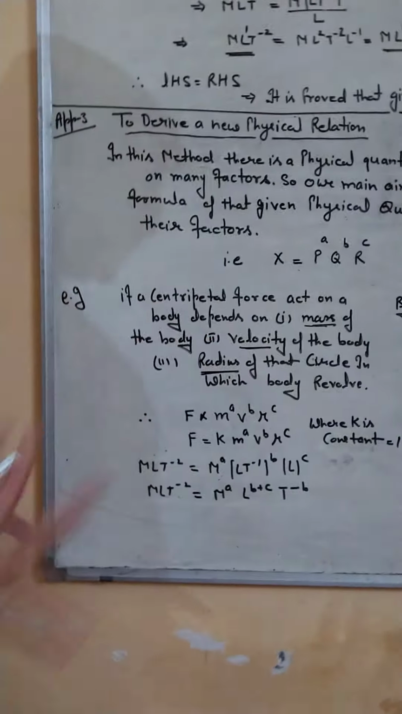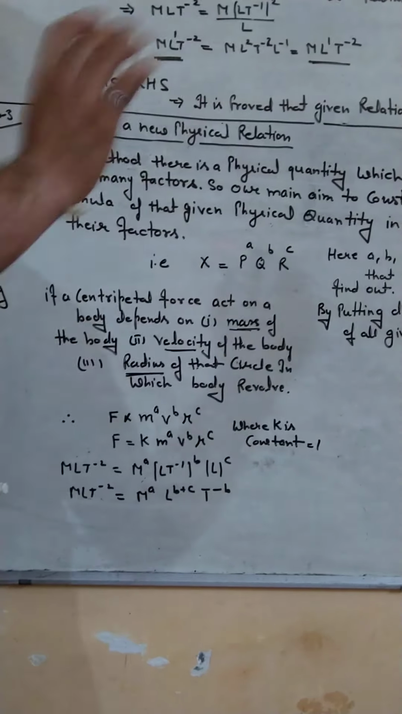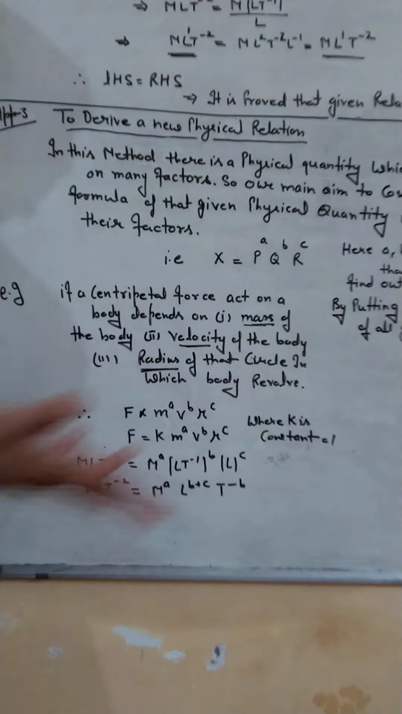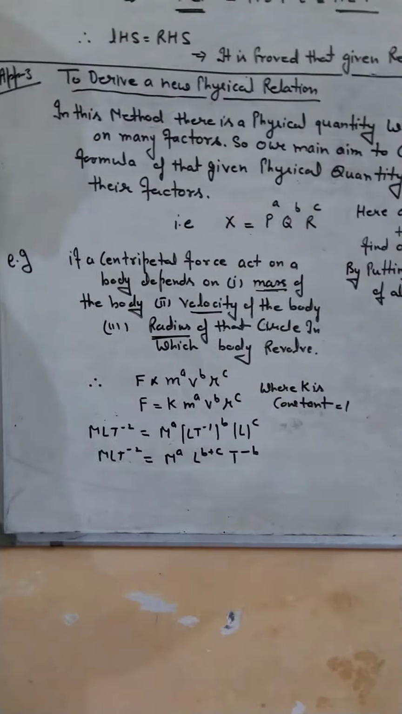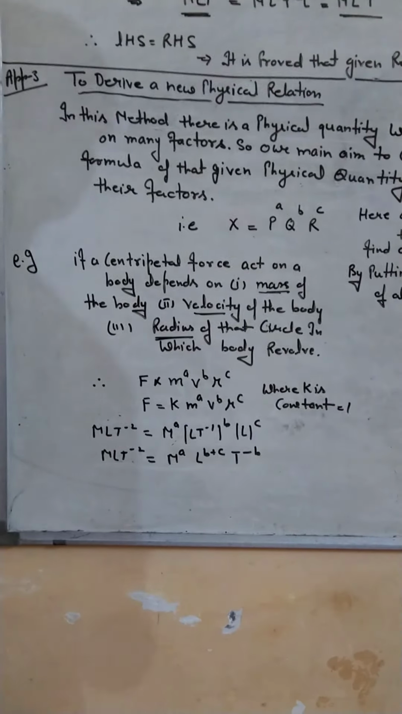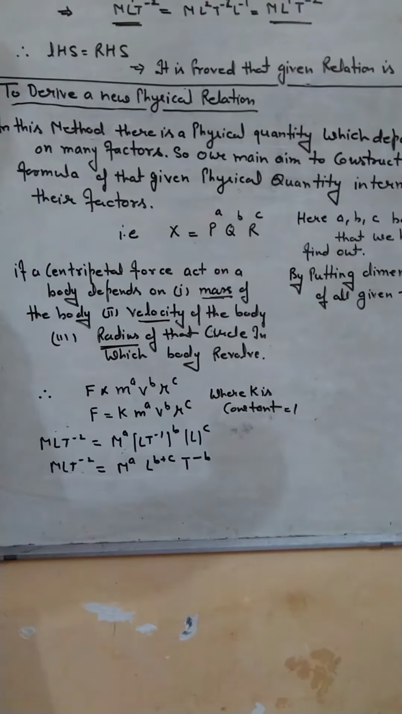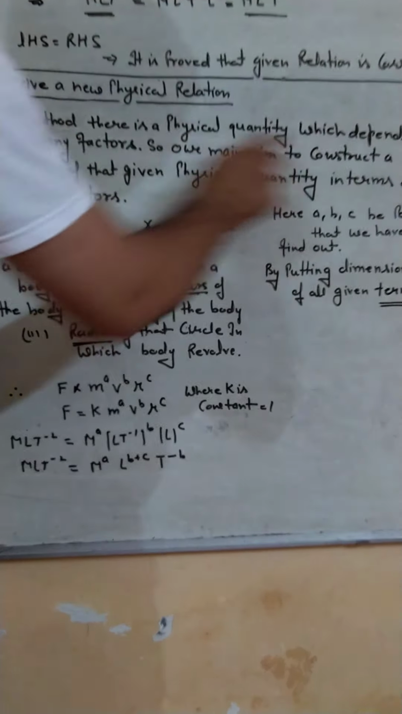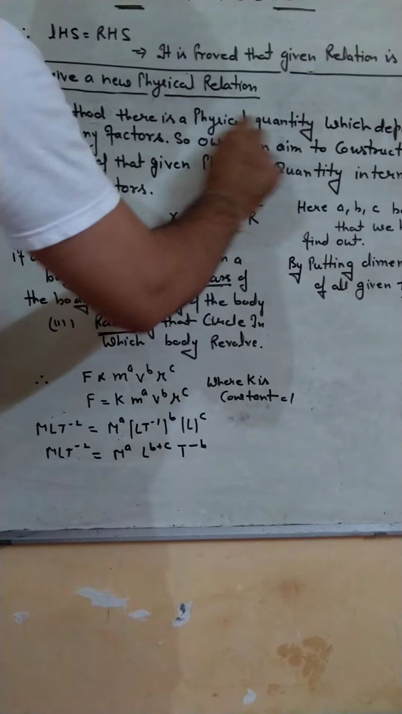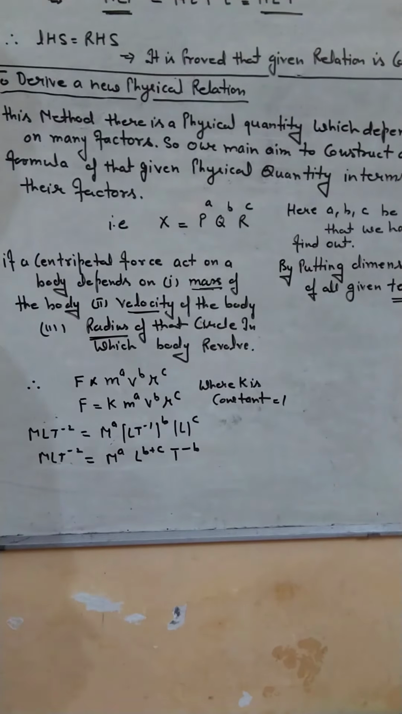What do we have in our question for deriving that physical relation? In this method there is a physical quantity, let that physical quantity be x. That quantity may be force, may be power, it may be anything from physics. And that physical quantity depends on many factors. It may be 2, 3, 4, 5, depending on the examiner. So our main aim is to construct a formula for that physical quantity in terms of its factors.